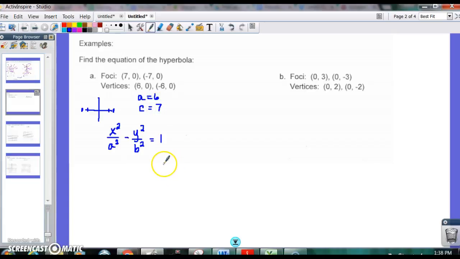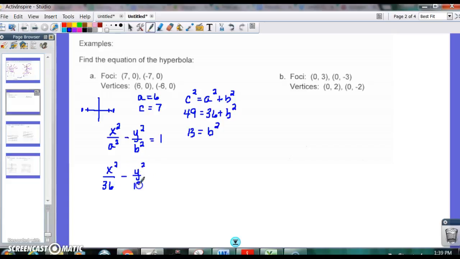Now I'm going to explain to you what the b value is and how we use that in the next slide, but for now all we're going to do to find that b squared is to use c squared equals a squared plus b squared. So c squared here is 49, a squared is 36, and I'll get b squared. So I end up getting b squared is 13. Now notice I don't actually need to solve for b because I just need b squared to write the equation. So I have x squared over 36 minus y squared over 13 is equal to 1.